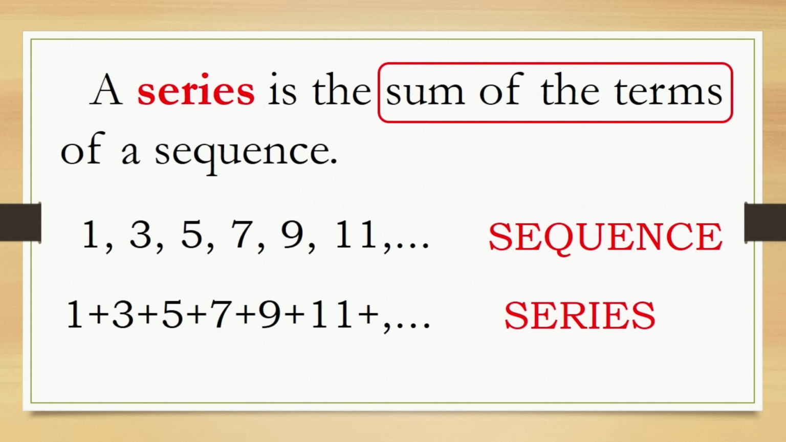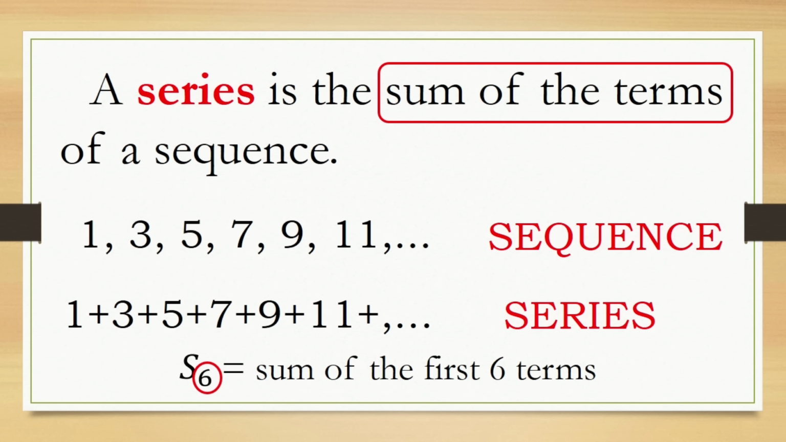Okay, I have here S sub 6. So since yan ay 6, ibig sabihin we will get the sum of the first 6 terms. So itong 1, 3, 5, 7, 9, at 11, kukunin natin yung sum nila since ito yung first 6 terms natin. Okay, bakit first 6 terms? Kasi ang nakalagay dito ay 6, S sub 6.